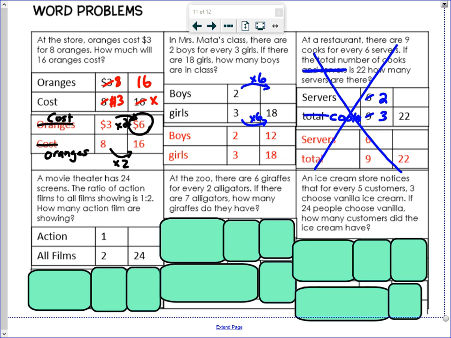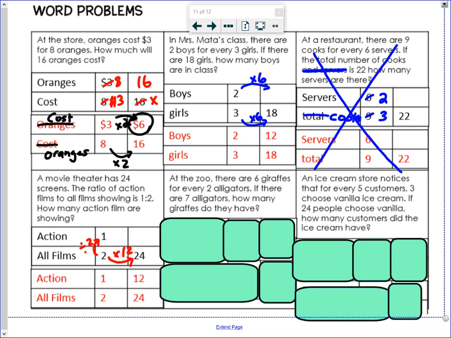So our ratio is either up and down. So we could go this way and do divided by 2, or we could do this way, which is times 12. So divided by 2 or times 12, and we should get 12 as our answer. 12 is our answer.